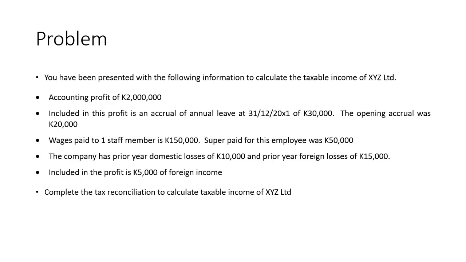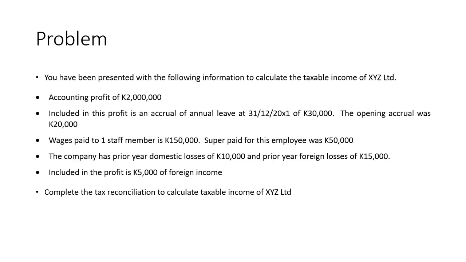Also included in the calculation of the profit is the payment of the superannuation. We have 50,000 kina, but you only pay the staff 150,000 kina in wages. Next, you have prior year domestic losses of 10,000 kina, and prior year foreign losses of 15,000 kina. Then we also have 5,000 kina as foreign income. Again, we are required to do the tax reconciliation and calculate taxable income.